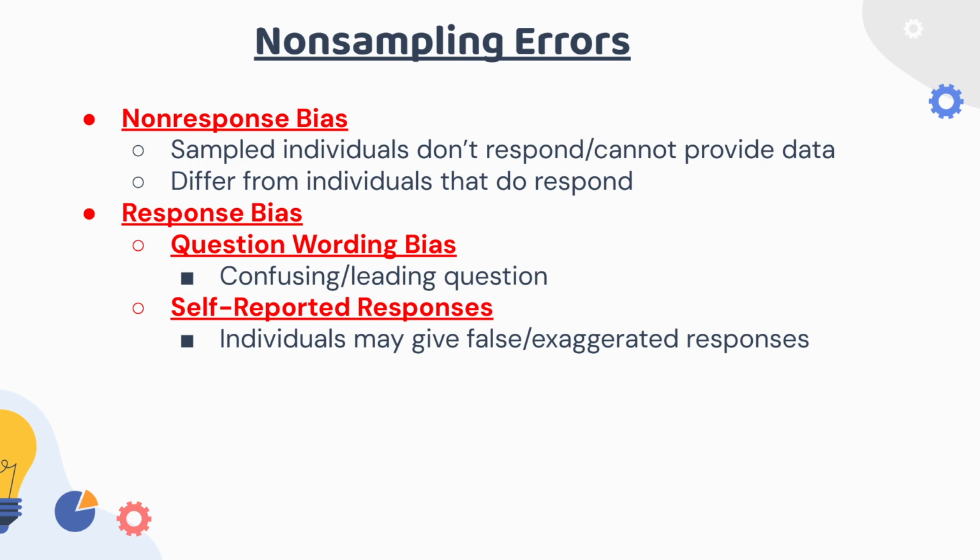Then we have response bias. So you have two kinds of biases here. Question wording bias, which is essentially confusing or leading questions that lead you to answer something, which can skew the data a little bit. And then you have self-reported responses, so individuals might exaggerate their responses to make themselves look better. So if a survey asks how many times do you exercise in a week, people might say, oh, I exercise 7 times in a week, when we know that is probably not true, and people are exaggerating that. So that's a bias that you could have.